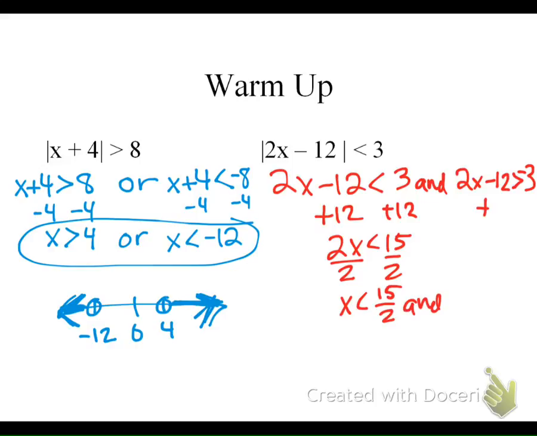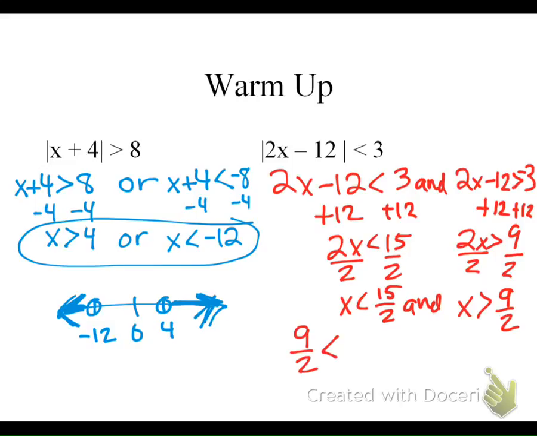and x is going to be greater than 9 halves. Remember the ands, we always write the smaller one in front, 9 halves, less than x, less than 15 halves. You start with the smaller one, x is in the middle, then the bigger one. So this is our answer. We can graph that.